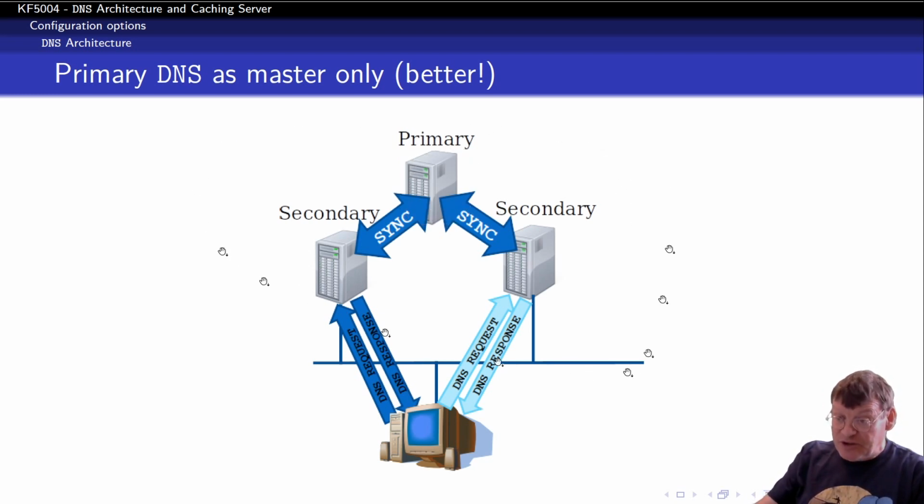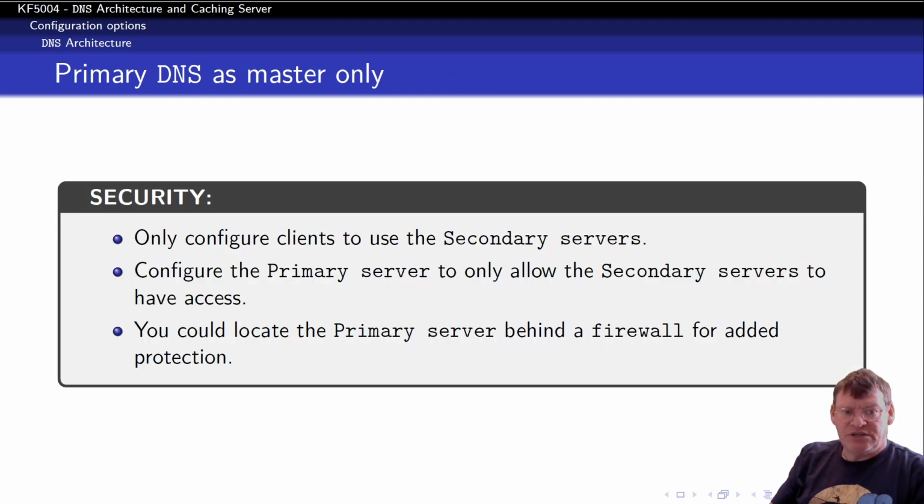So the setup we have now is a primary and two secondary servers, and that's your usual minimum for any kind of implementation. Client machines should only ever point at secondaries. That's a good rule of thumb. Primary servers should only allow the secondaries to communicate with them. This adds a level of security. Likewise, you could put the primary behind a firewall or simply protect it with some kind of internal security like IP tables or something of that nature.